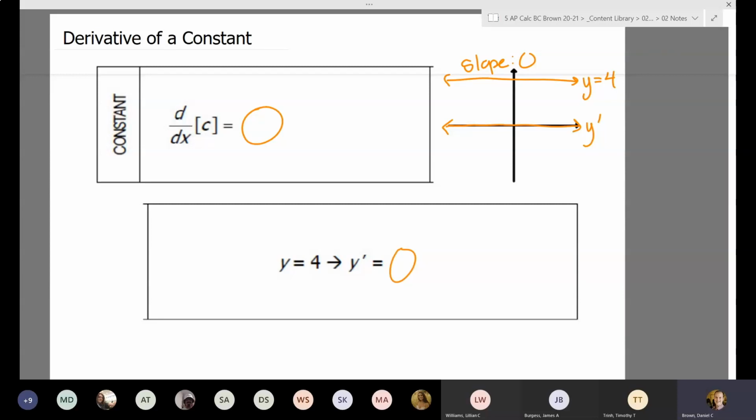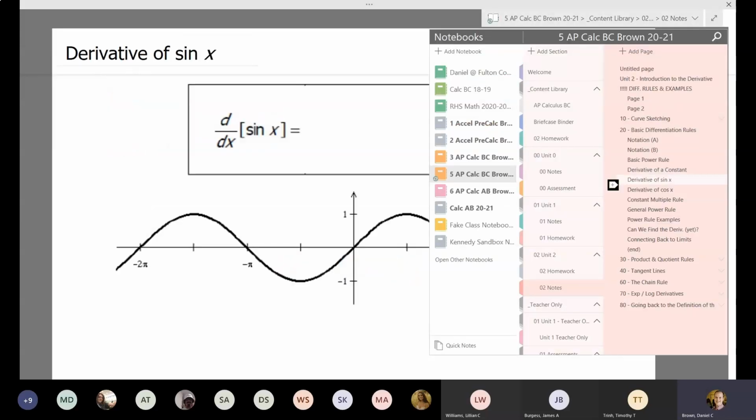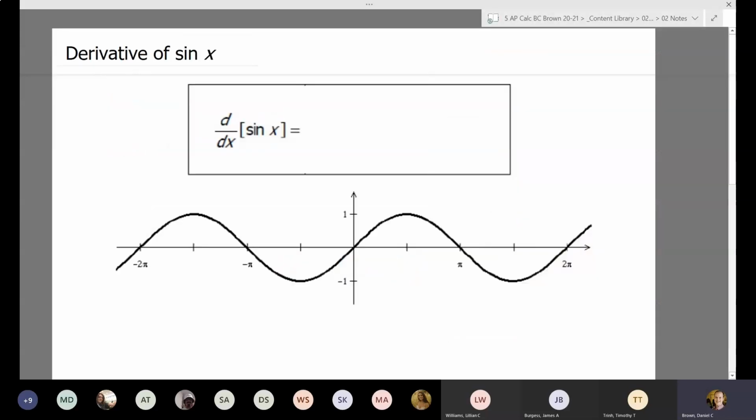And I probably should have emphasized this earlier, but I do say memorize. There are no formula sheets on the AP exam. You will want to have these formulas memorized. So then we have other rules. The derivatives of 2 of our trig functions are going to be considered basic, and that's going to be sine and cosine.